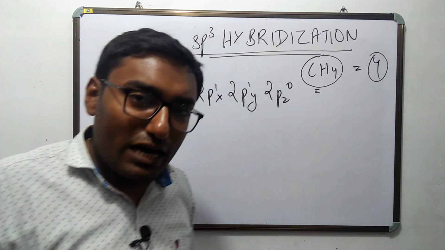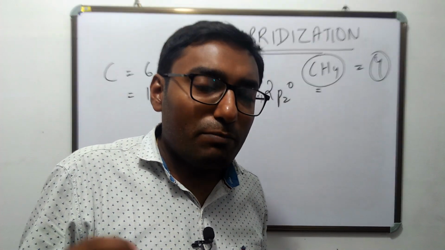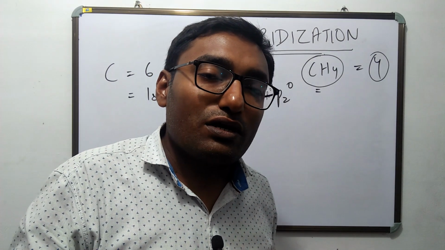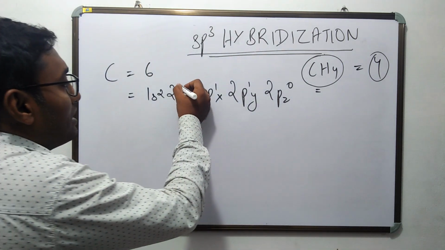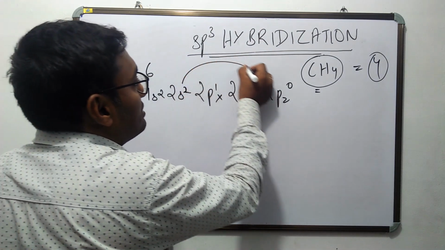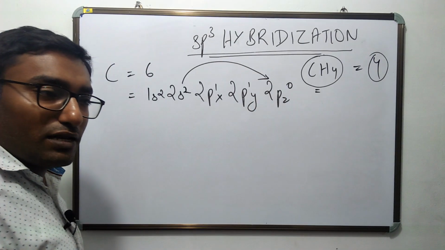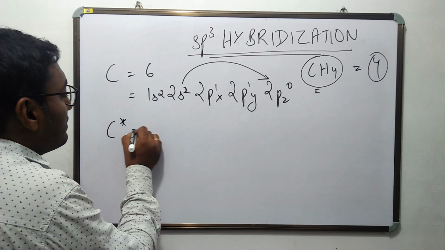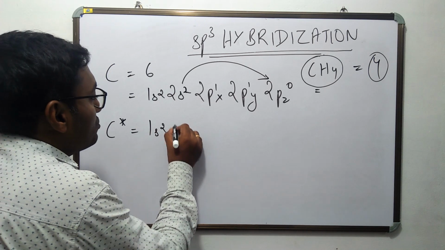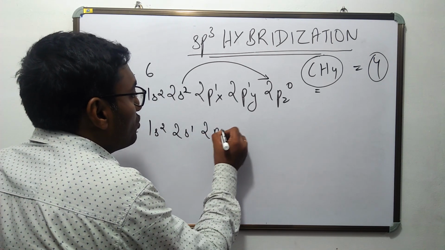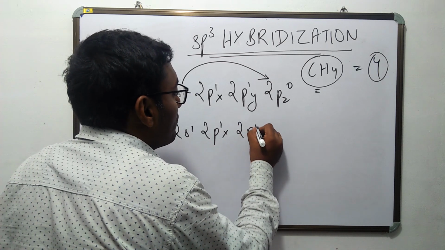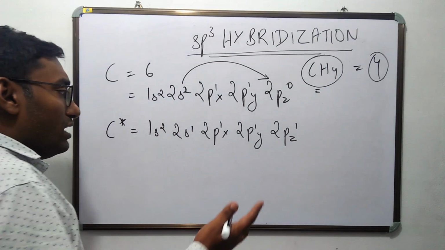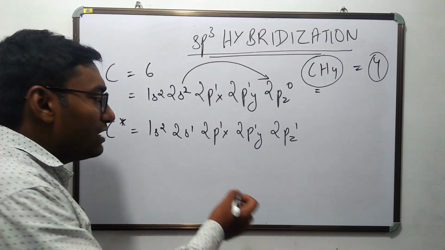Actually, before carbon combines with hydrogen, carbon goes into an activated state. When it goes into the activated state, an electron from the 2s orbital jumps to the 2pz orbital. So now I am going to draw the electronic configuration of the activated carbon atom, which is 1s2, 2s1, 2p1x, 2p1y and 2pz1. Now it is clear that the valency of carbon is 4.